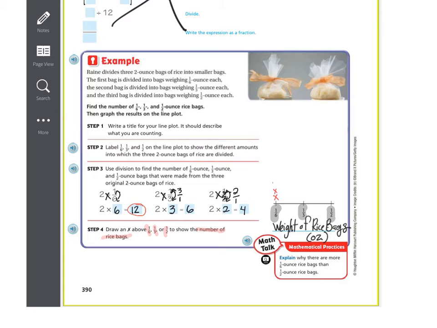1, 2, 3, 4, 5, 6, 7, 8, 9, 10, 11, 12. Here for the 1/3 ounce, we're going to draw 6 because it has 6. 1, 2, 3, 4, 5, 6. And then for the 1/2 ounce bag, we're going to draw 4 X's. Okay, and that is how you do line plots with fractions.